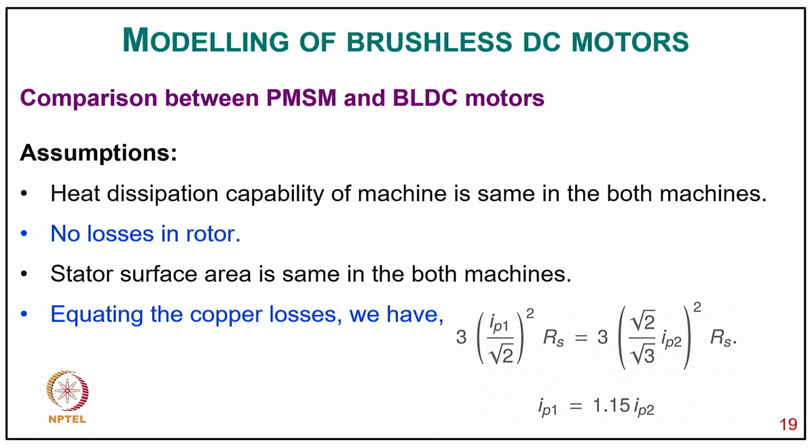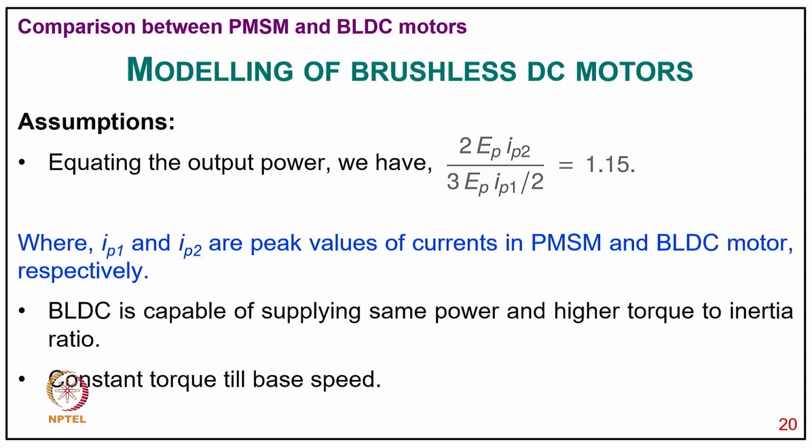Now, coming to the comparison, with the assumption that the heat dissipation capability of the machine is the same in both machines, there are no losses in the rotor, and the stator surface area is the same in both machines, equating copper losses we have 3 times (I_P1 divided by root 2) squared times R_S equal to 3 times (root 2 divided by root 3 times I_P2) squared times R_S, and we can say I_P1 equals 1.15 I_P2.